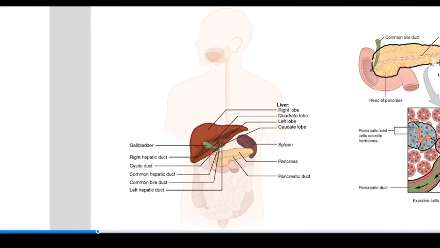I want to concentrate on the accessory organs that are attached to the duodenum: the pancreas, the liver, and the gallbladder. These provide digestive juices for the small intestine to complete the digestion of our food as it's passing through that structure.